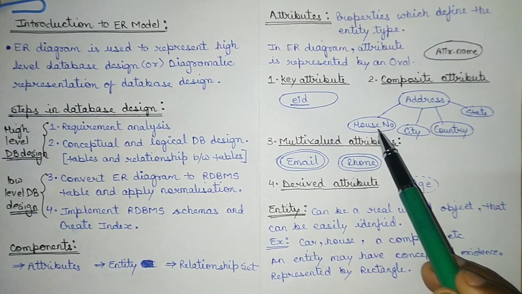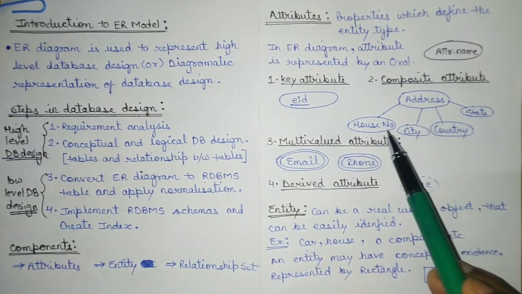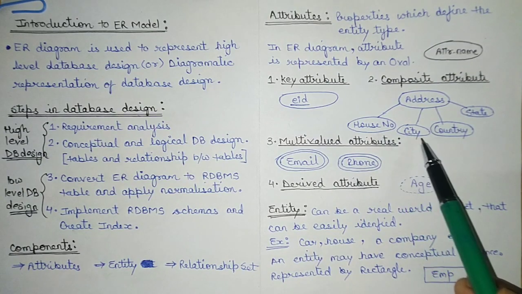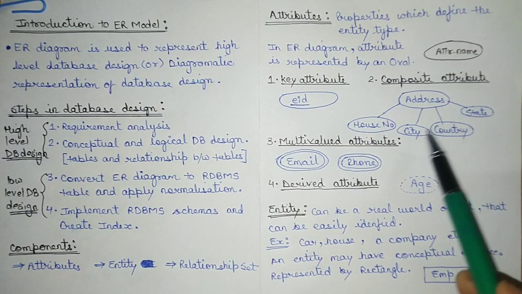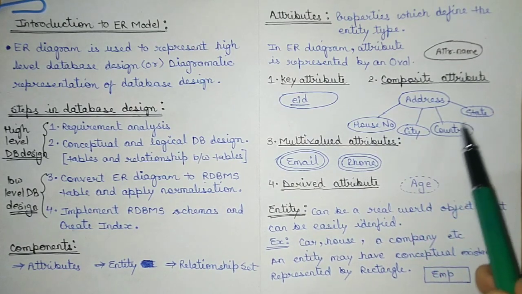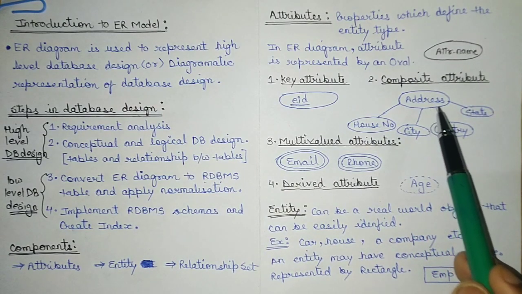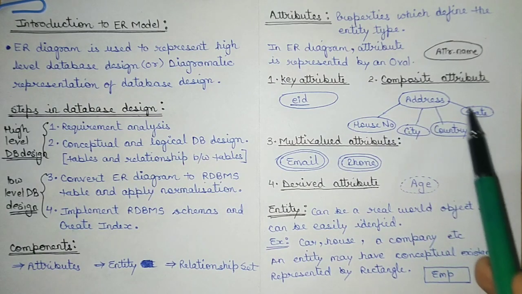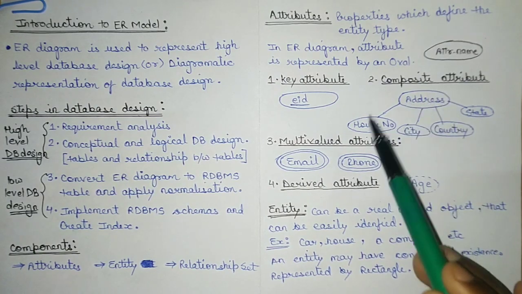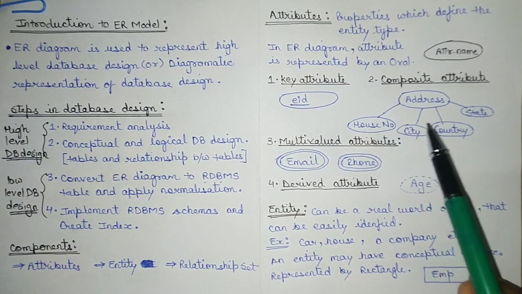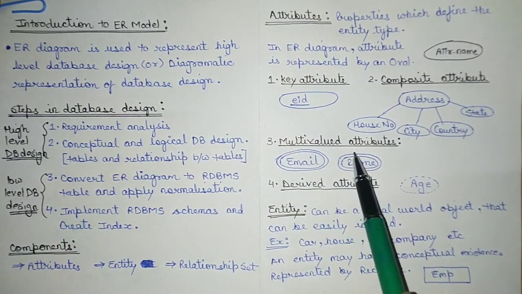So you can see that this particular address is formed using the house number, city, country and state. So these 4 attributes together form the address. That's why it is known as a composite attribute, because it is a collection of attributes, right? Third one is the multi-valued attribute.